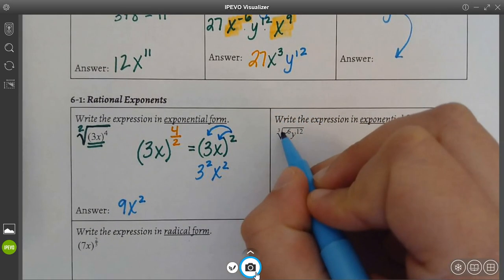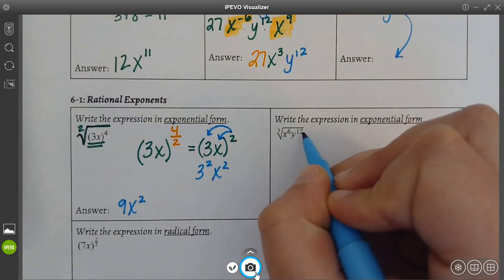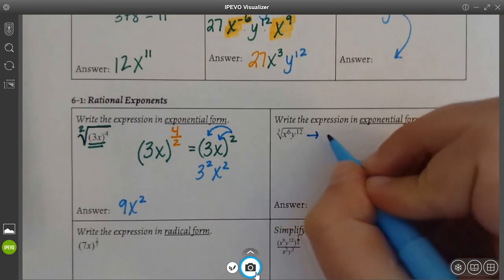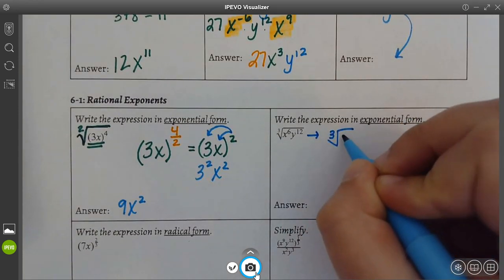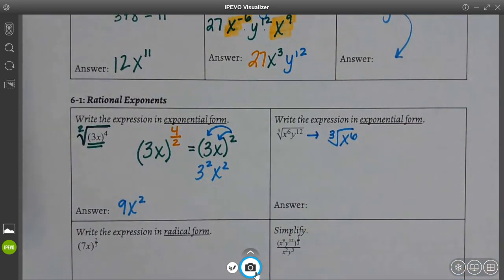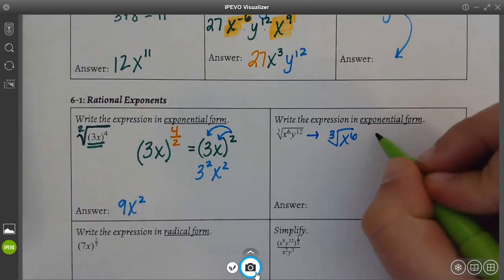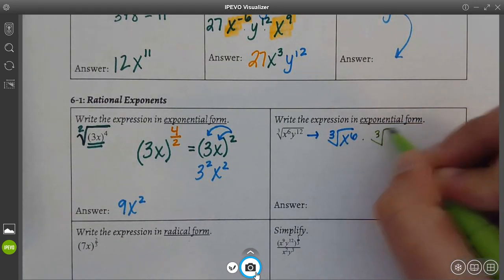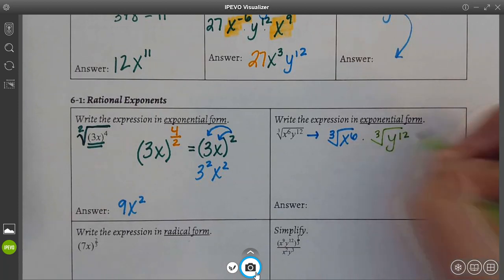Our index is 3, and then the power of my problem, I'm actually going to just separate this into 2 separate problems. So we can kind of do it like we did our last problem. That's the third root of x to the 6th power times the third root of y to the 12th power.